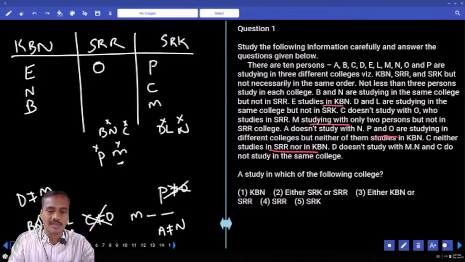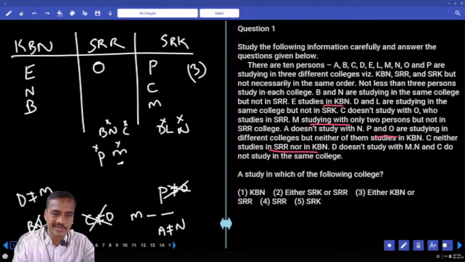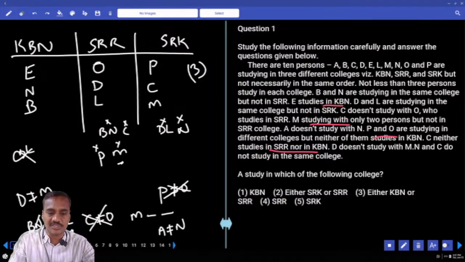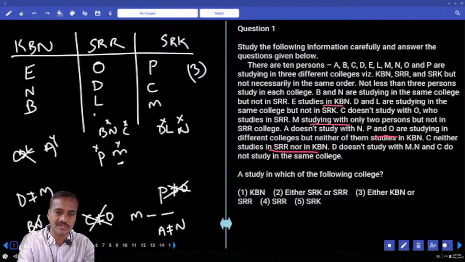Is that fine? And how many should be in this one? Only 3 members should be there. E and B are done. Who else should be there? D and L must. D and L cannot be here, right? Then there will be 5 members. So where should D and L be? D and L are here. And one more person, A. A is not studying with N, so A cannot be here, A is studying with N.